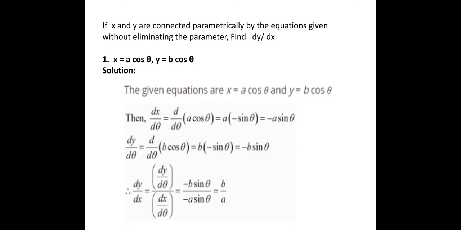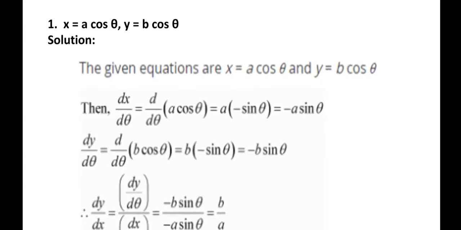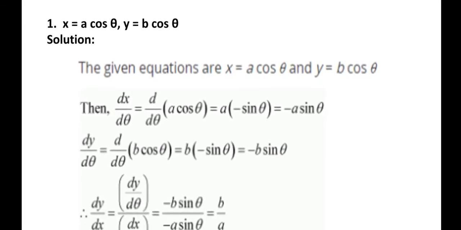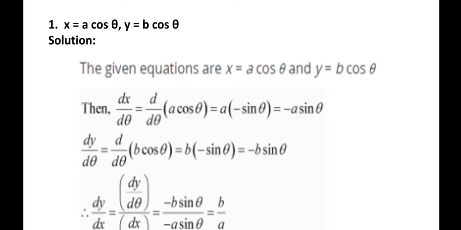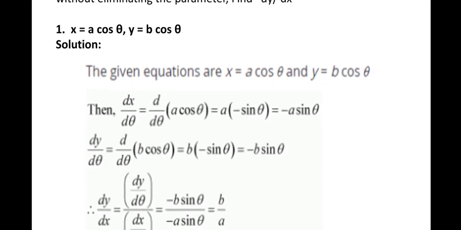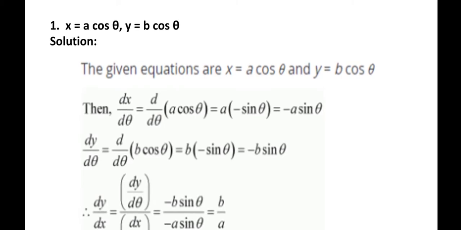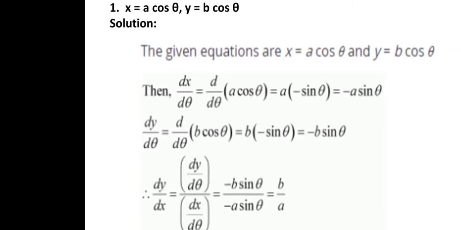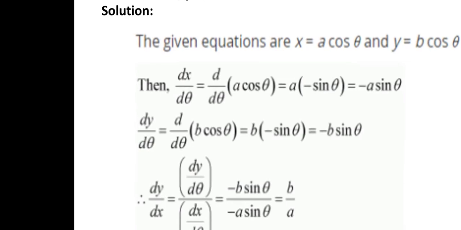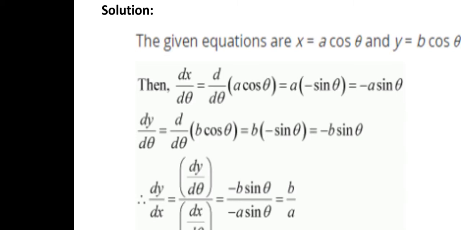First question you can see on the screen: x equal to a cos theta and y equal to b cos theta. So students, we have to find dy by dx. It is a parametric form. So first we have to differentiate x with respect to theta. When we differentiate x with respect to theta, we'll get dx by d theta. So dx by d theta is d/d theta of a cos theta. a is constant here, and d/d theta of cos theta is minus sin theta. So we get minus a sin theta.